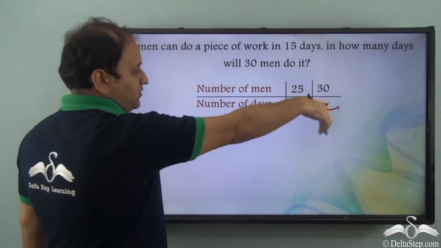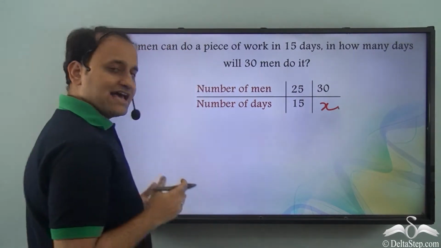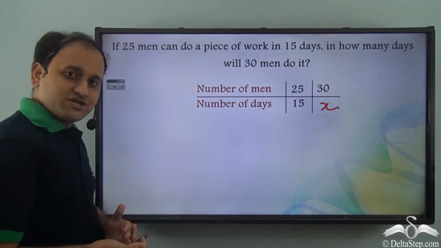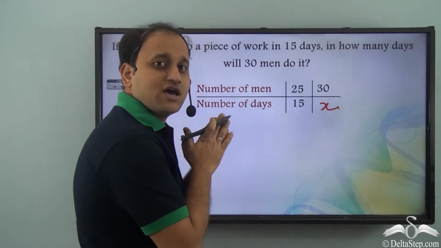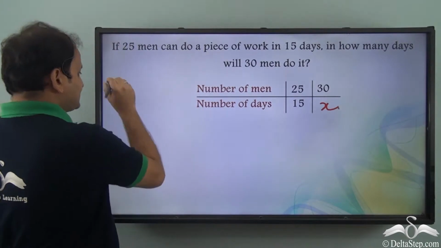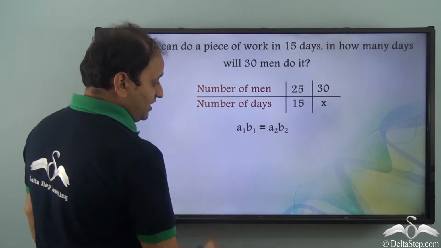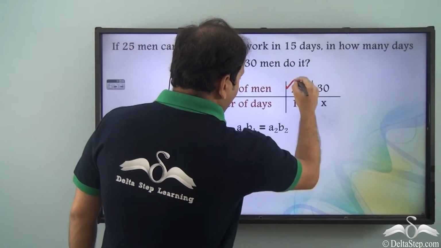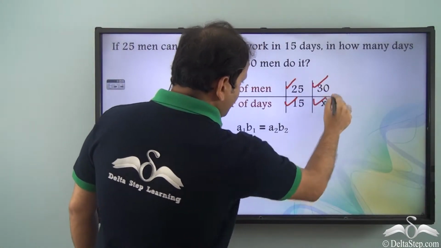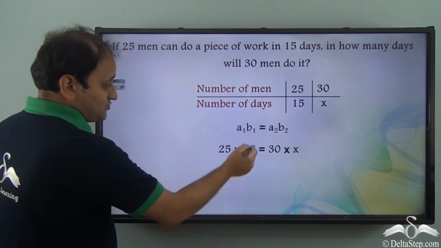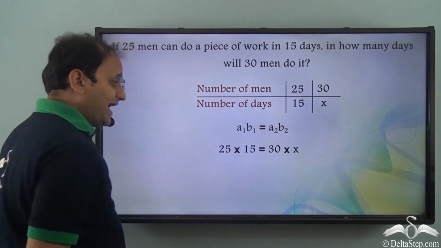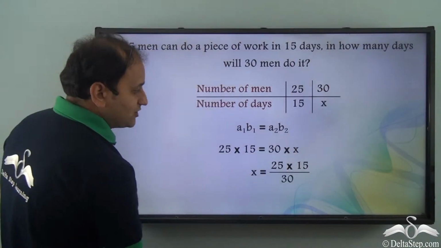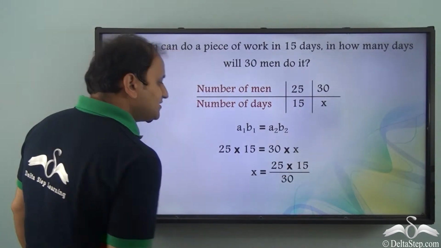Now what rule do we apply here? Well, as we see, it's inverse variation and we know that in the case of inverse variation, the product of A and B is constant. So we can write A1 into B1 is equal to A2 into B2. So 25 into 15 is equal to 30 into x. Now by cross multiplication we have x is equal to 25 into 15 by 30.